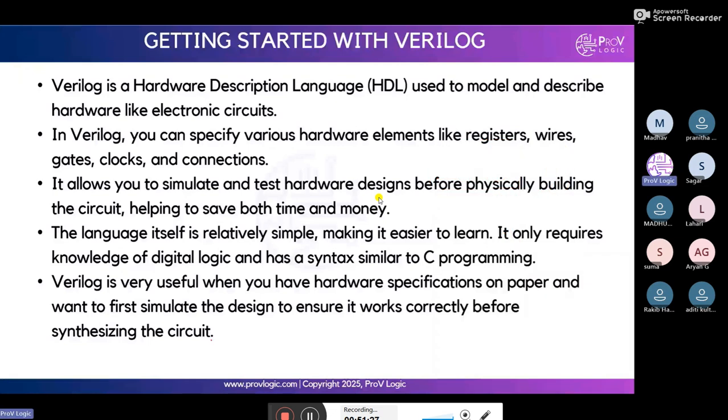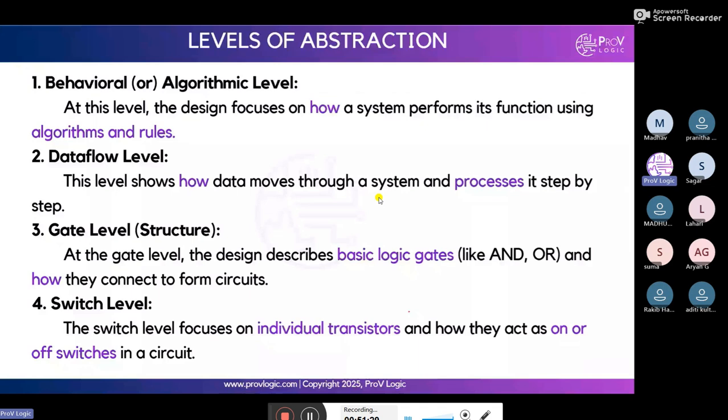Next, coming to the levels of abstraction. So how many ways can we write a Verilog program normally? Okay, so the first one is behavioral modeling, next data flow modeling, gate level, switch level. I already told you, right? To design a digital logic circuit.